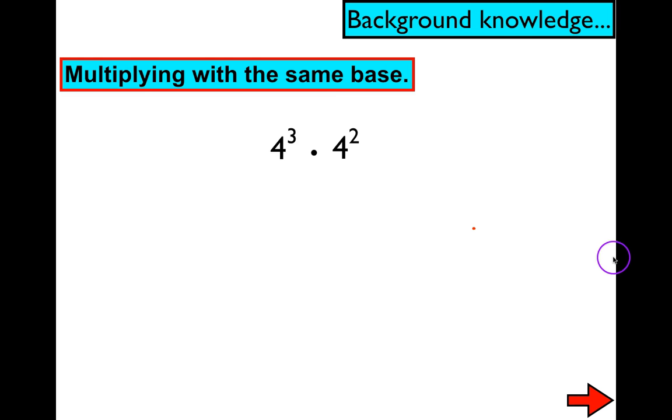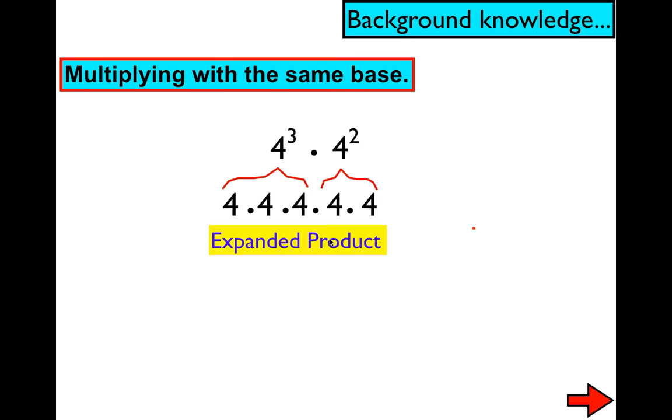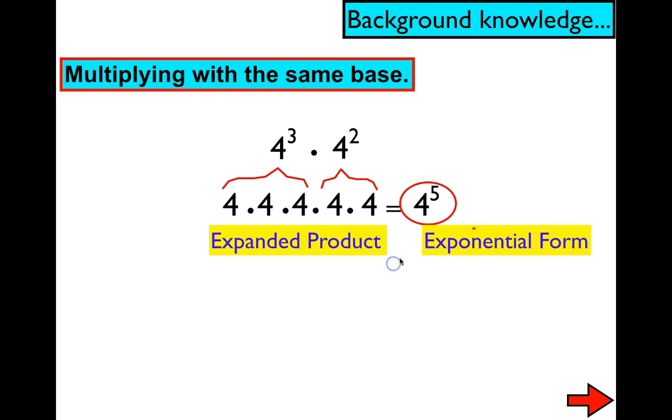So now we have multiplying with the same base. This again is also background knowledge. What you could do is go ahead and break down 4 cubed into an expanded product, which is 4 times 4 times 4. I would do the same thing to 4 squared. So notice again, this is what you would call expanded products. And then I can count that I have 1, 2, 3, 4, 5, where your base is a 4 and it's repeated 5 times. So that's one way of doing it, and that's a way that I prefer you to show your work. So here is our exponential form.